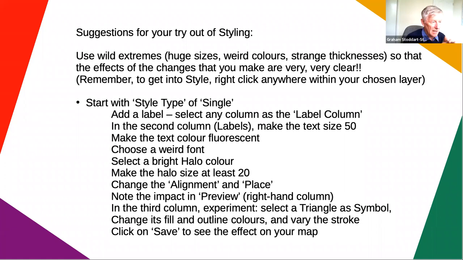So I'm assuming that you're now all in style and you're all having a go at this. What I suggest to start with then is just staying with a single style type to get going. And we're really going to play around with labels now. So you're going to add a label, select any column as your label column. That makes the second column on the screen come live. So you can now start playing around with text size, text colors, fonts, halos, and change the alignment and the place of the label. And as you're making the changes, you should see them all pop up in the preview of the right-hand column. So I've given you some examples here on my screen. I'm just hoping that you're all busy working away.